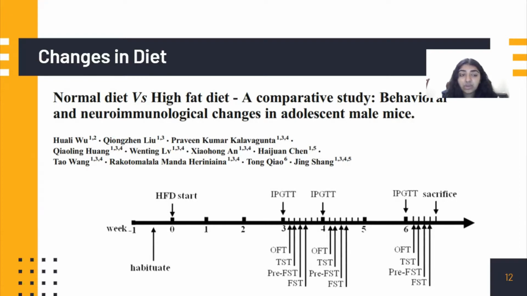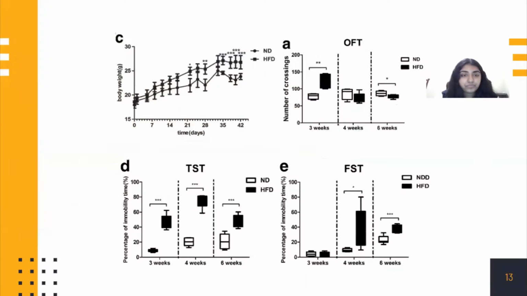is a study conducted by Wu and colleagues, which compared the behavioral and neuroimmunological changes in adolescent male mice. A high-fat diet is just a diet that has increased levels of fat, cholesterol, and caloric intake. As you can see from the diagram on the bottom, the mice in this particular study were given the high-fat diet for 6 weeks, and the other half of the mice were given the normal diet. Behavioral assays on both groups of mice were done at the 3-week mark, the 4-week mark, and the 6-week mark.